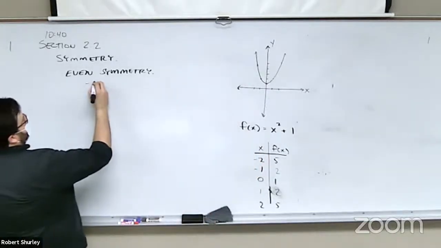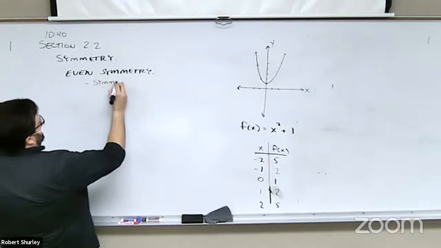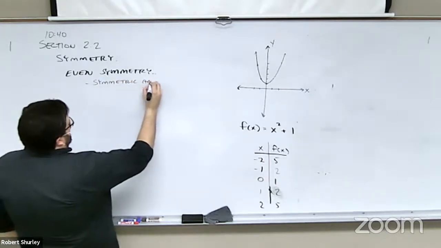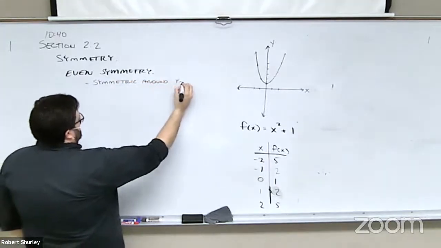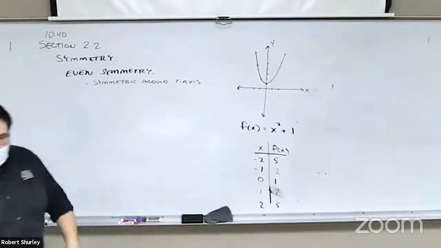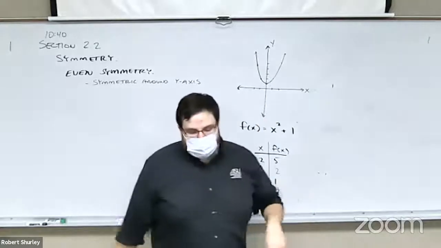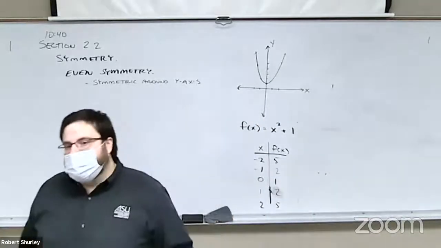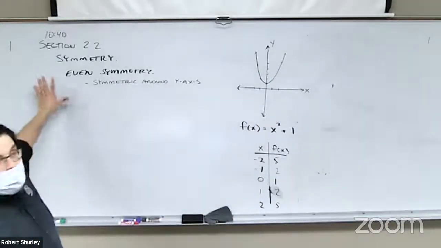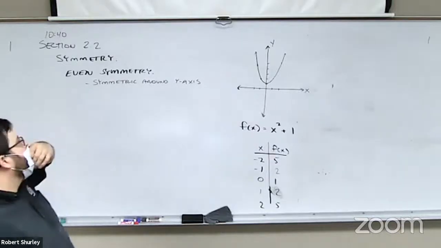Turns out even symmetry, it's always symmetric around the y-axis. That's the visual part, okay? That's the visual part. So if we see a graph that's symmetric around the y-axis, boom, we know that it has even symmetry, okay?